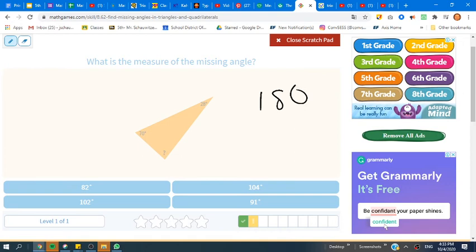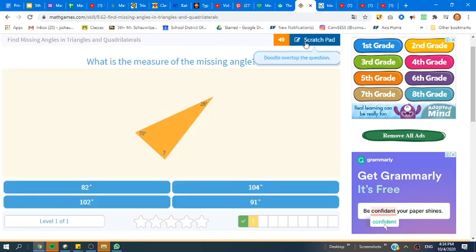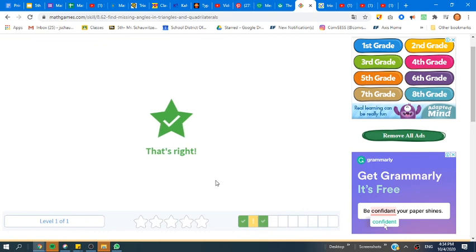180 minus 98. Let's see. 10 minus 8 is 2. 17 minus 9. Let's see. 17, 7, 8. Okay, 82. Let's see if we're correct. That looks like one of the answers. So we're going to click 82, and we got that right.